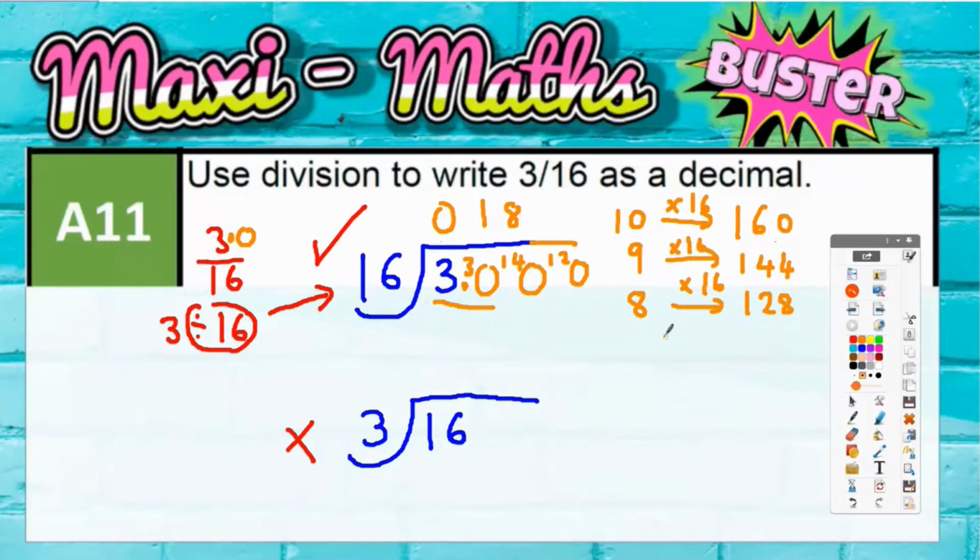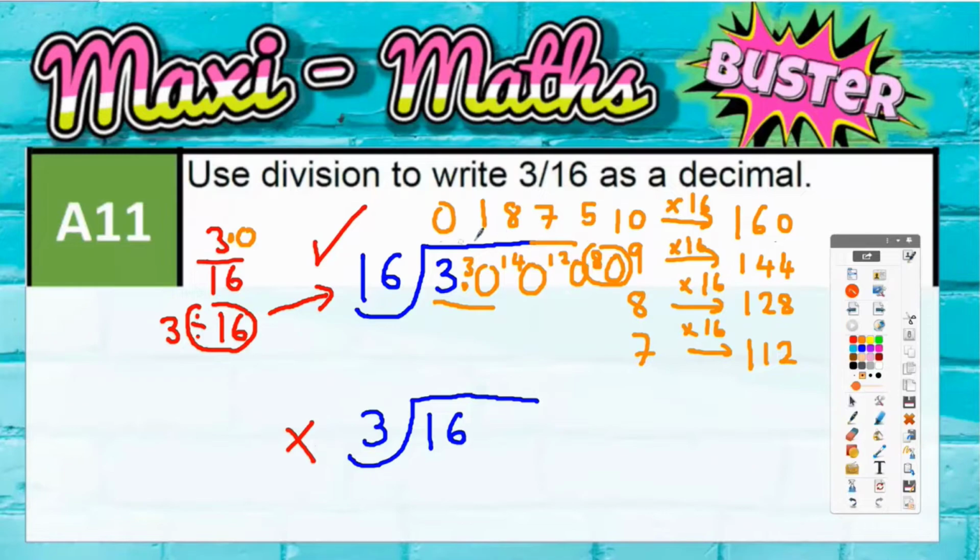So 7/16s, if you knock another 16 off, is going to be 112. So 7/16s is 112 with 8 left over. So you carry the 8, but you can't put the 8 in an empty column, so you put a 0 to go with it. And that now leaves us with 80. And 16s into 80 goes exactly 5 times.